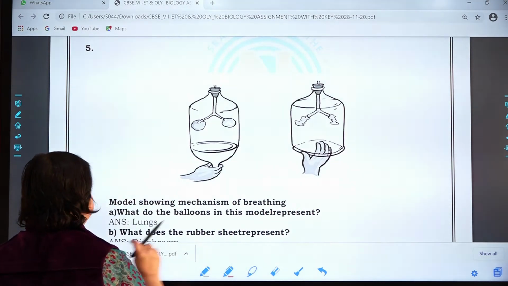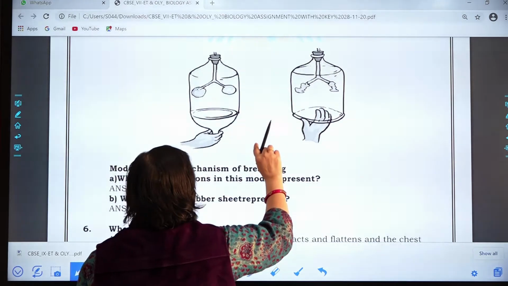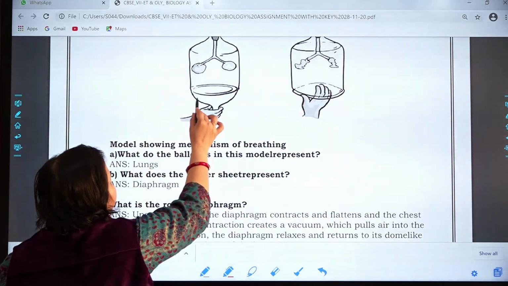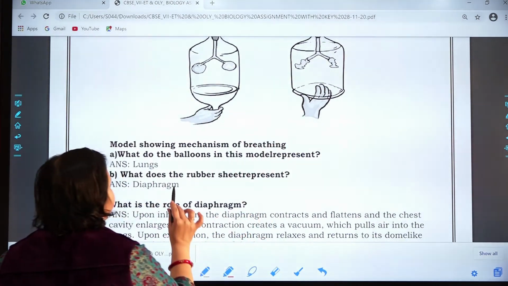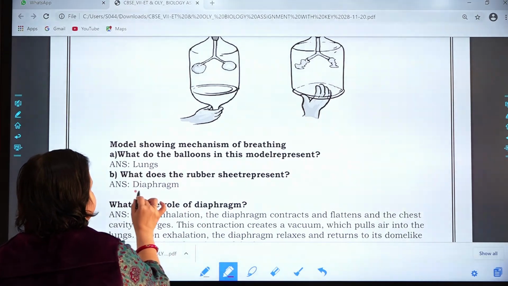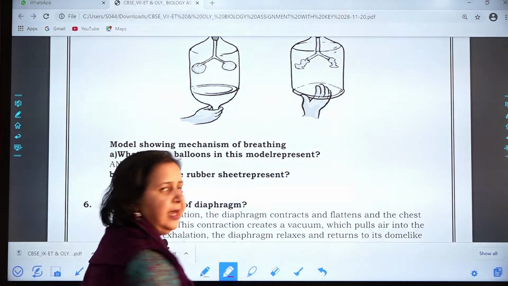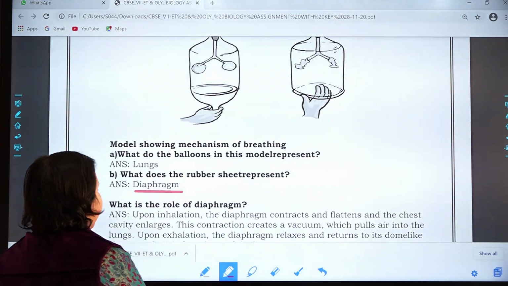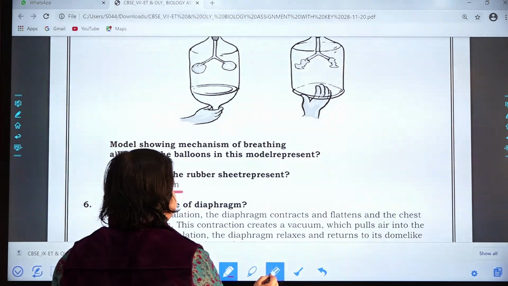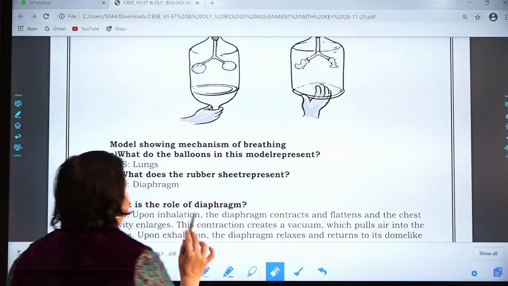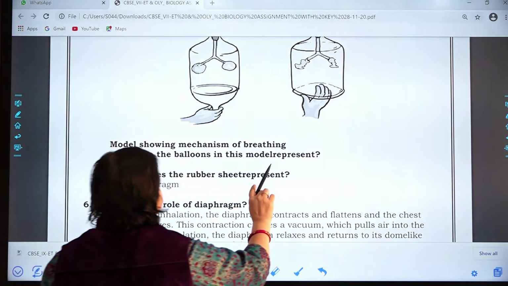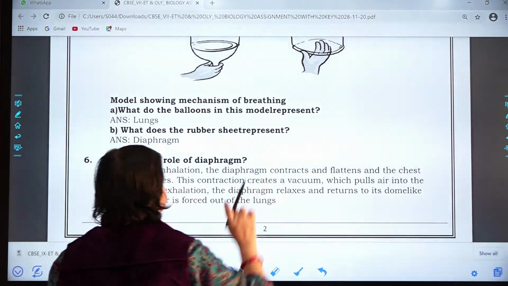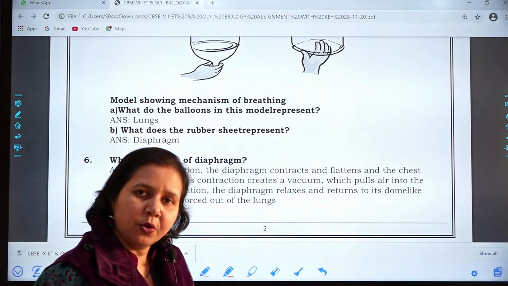Now, the B part: what does the rubber sheet represent? Here is this rubber sheet. The rubber sheet represents the diaphragm. Now, question number 6 asks: what is the role of the diaphragm?